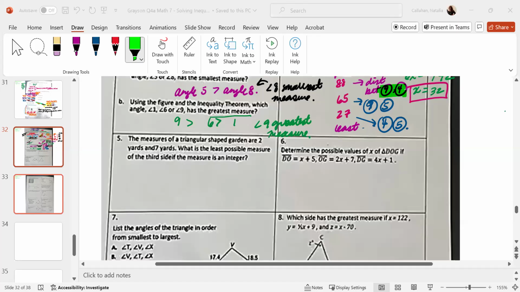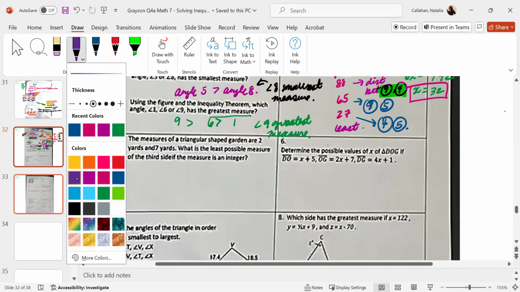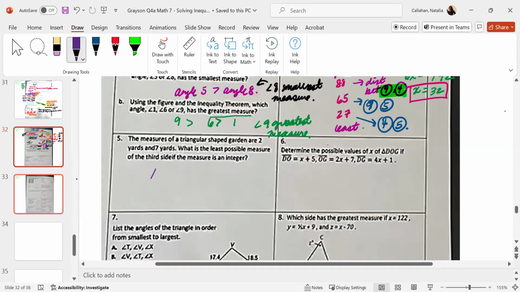Number 5, read, please. The measures of a triangle shaped garden are 2 yards and 7 yards. What is the least possible measure of the third side if the measure is an integer? Okay. So remember we did the same thing, right? If x is going to be one of the smaller sides, 2 is a smaller one, right? Plus x has to be greater than 7, correct? Now, if x is going to be the bigger side, then 2 and 7 are the smaller sides. So 2 plus 7 has to be greater than x. Now solve for x. Go.